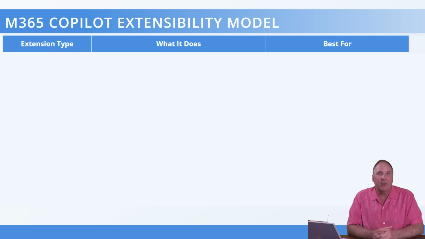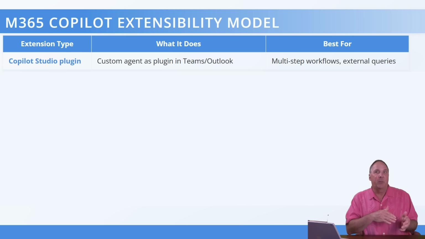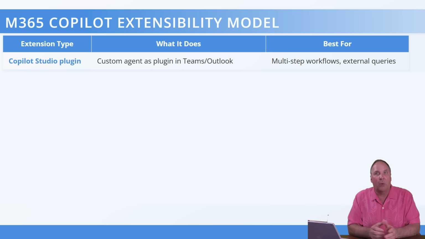Microsoft 365 Copilot can be extended 4 different ways, and the exam expects you to choose the right one for the given scenario. First, Copilot Studio plugins. You build a custom agent in Copilot Studio and expose it as a plugin inside Teams or Outlook. When a user asks a question, Copilot checks if a relevant plugin exists, calls the agent, gets the data, and answers without the user leaving their app.